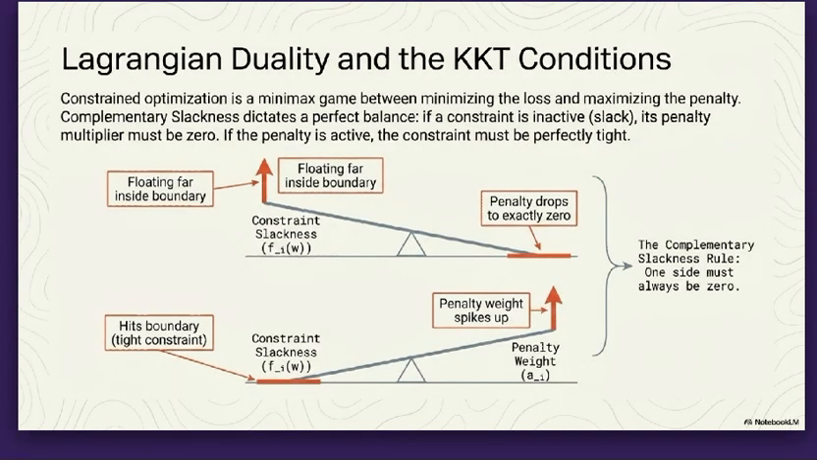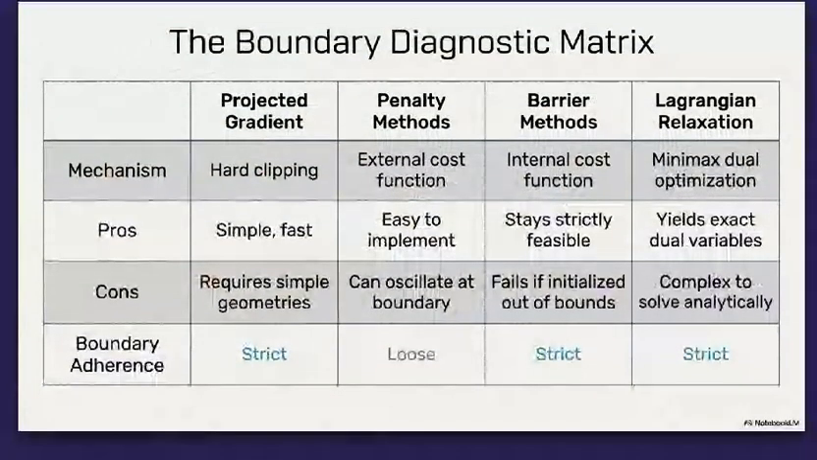One side of that equation must always be 0. Either the slack is 0 because you hit the wall, or the penalty is 0 because you're safe. They can never both exert influence at the same time. It is a completely automated, self-regulating mechanism. It balances the desire to find the lowest possible value with the absolute necessity of obeying the laws of physics. It is the pinnacle of mathematical constraint design.